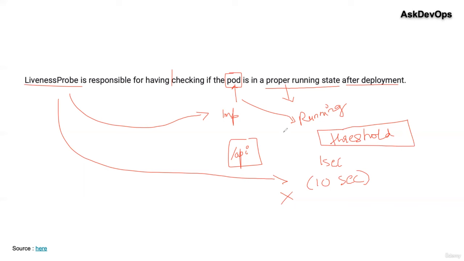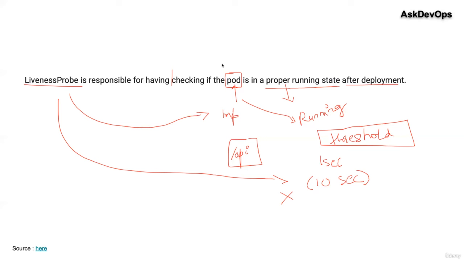Now that we have understood what a liveness probe does and what the threshold is, how do we answer this in the interview? Liveness probe is responsible for checking the status of the pod after the deployment. It is mostly used to validate if my deployment has been successful and all the pods are in a running state. A key thing I would like to mention here is that liveness probe will not monitor our application endpoint. Rather, it will monitor the status of the pod itself, if the pod was successfully spun up or not.